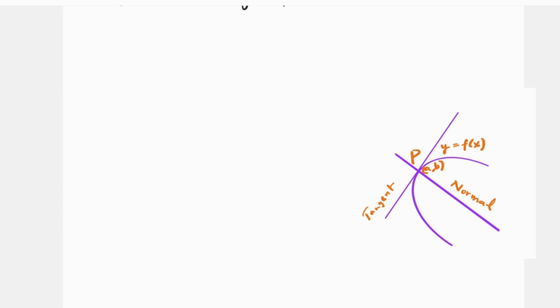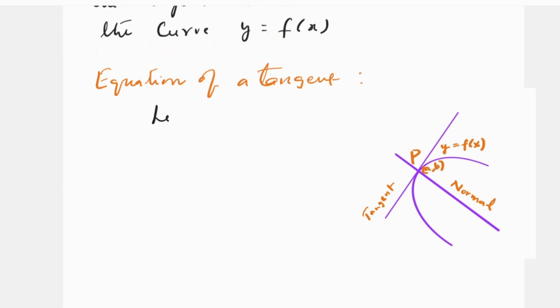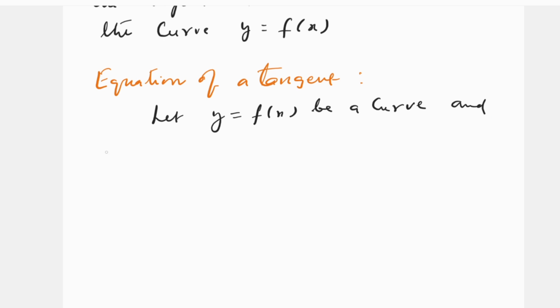Now we shall see the equation of a tangent. Let y is equal to f of x be a curve and P (a, b) be a point on it.